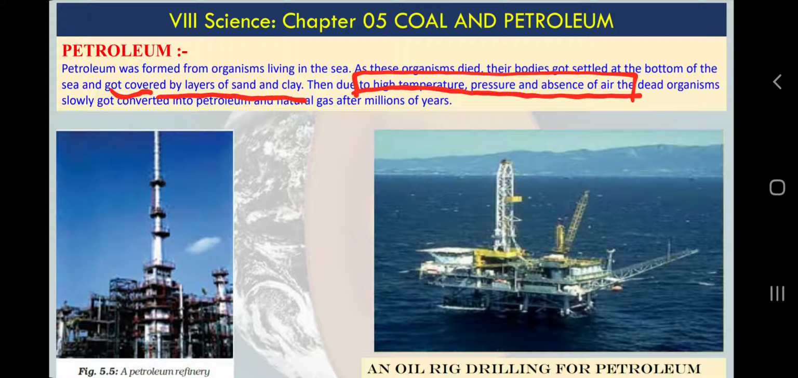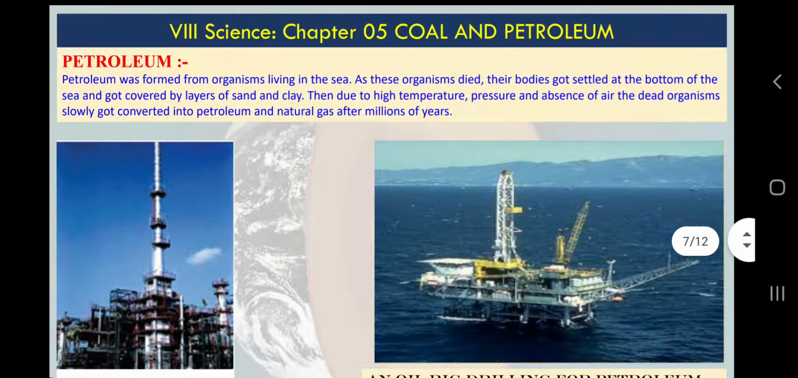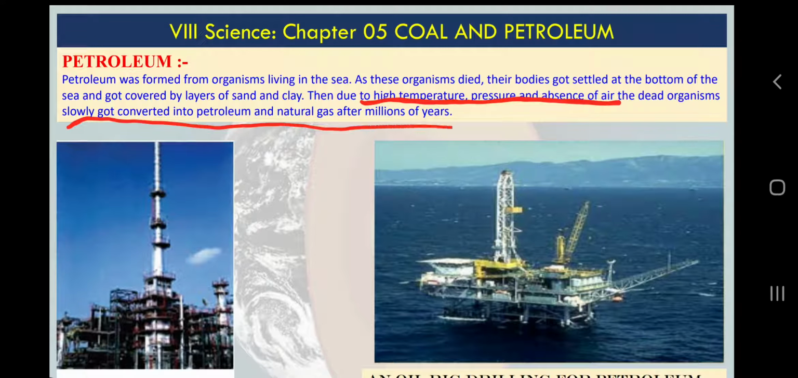You can see the same conditions were there on land for the formation of coal, when a large amount of vegetation was buried many thousands or millions of years ago. So what are those conditions? Those conditions are high temperature, pressure and absence of air. This thing we need to remember, and slowly it got converted into petroleum.